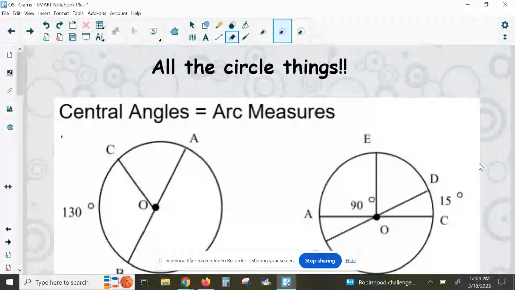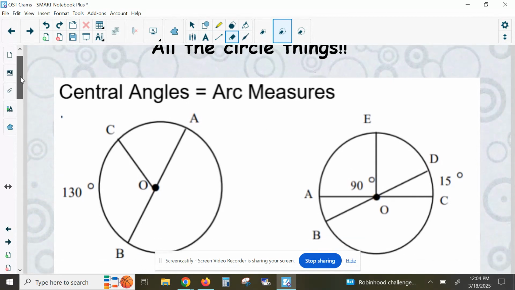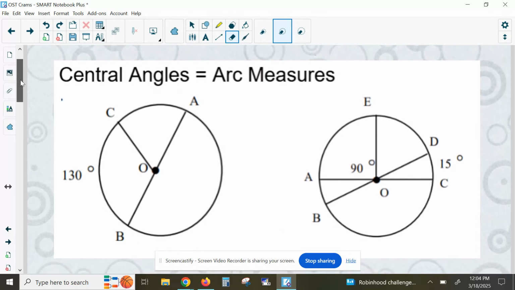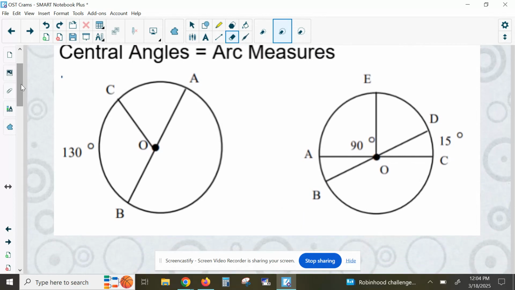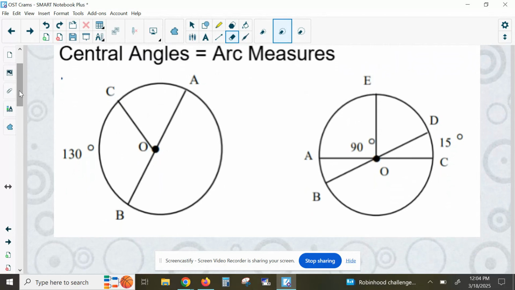Okay, here's our all things circles cram for our OST. So please make sure you have a calculator and some colored pencils. I will color code as I go. I am not going to do all the calculating for you. I'm going to tell you how to do stuff, and you're going to have to get your calculator and get some of the answers. Okay, so the first idea is central angles.